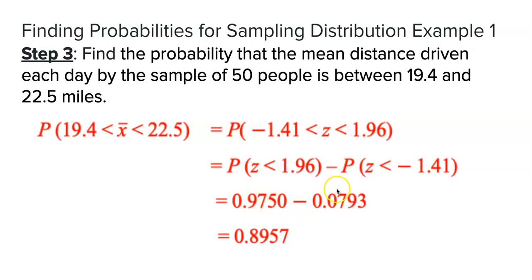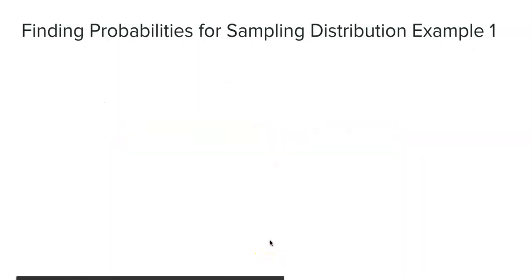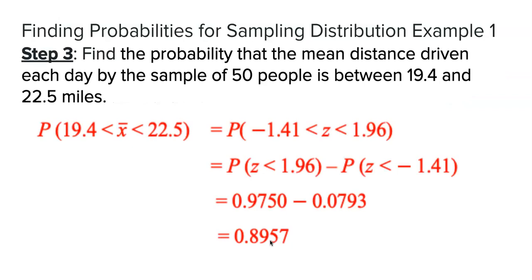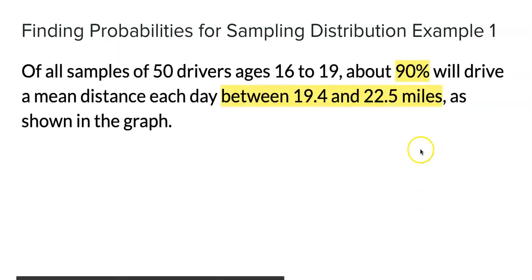You subtract those, and we got that the chance that the sample mean comes out to be between 19.4 and 22.5 is approximately 89.57%. So, of all samples of 50 drivers ages 16 to 19, see how they rounded this number, 89 up to 90%? They said about 90% will drive a mean distance each day between 19.4 and 22.5 miles, as shown in the graph.